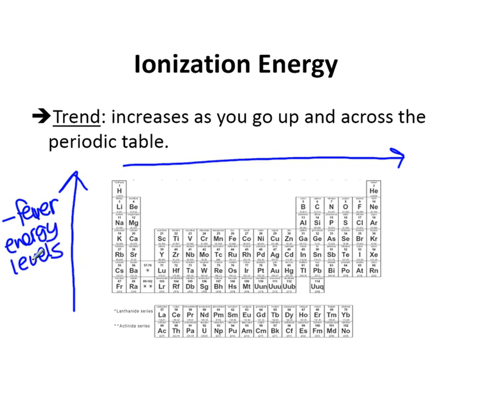That is true here, and that's part of our explanation. But we want to look at it a little bit differently. If there's fewer energy levels, that means the electrons that are on the outside of the atom in that last orbit are going to be closer to the nucleus. We call those ones valence electrons, if you remember that term.